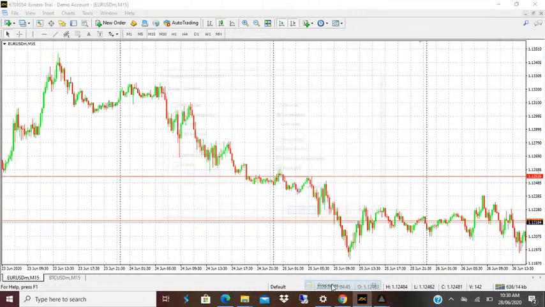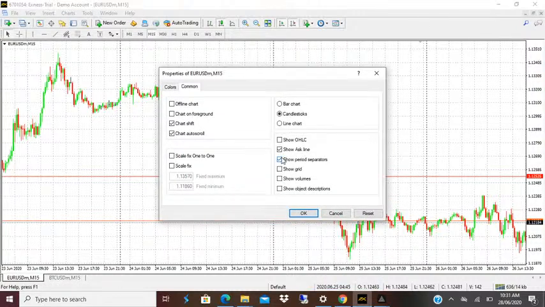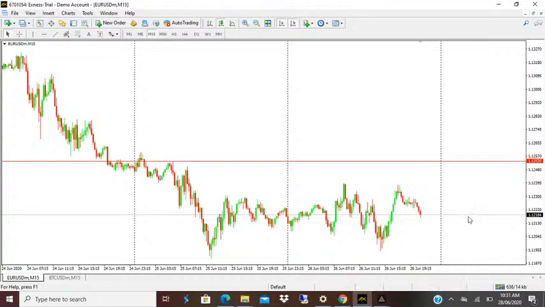So I remove the grid and I click show period separator and my ask line, which is this line, so that knowing my spread and so on, I know where I'm entering in the market. Okay, back to the video.